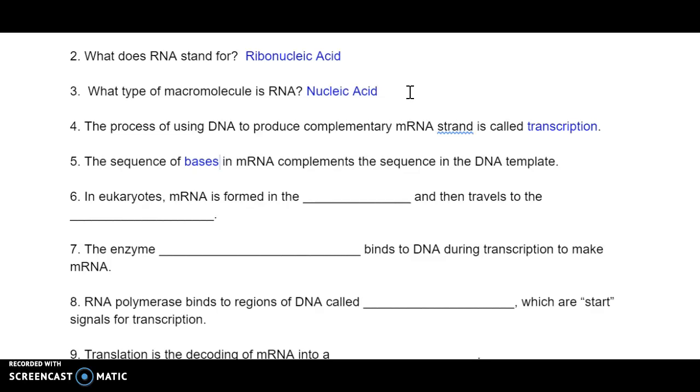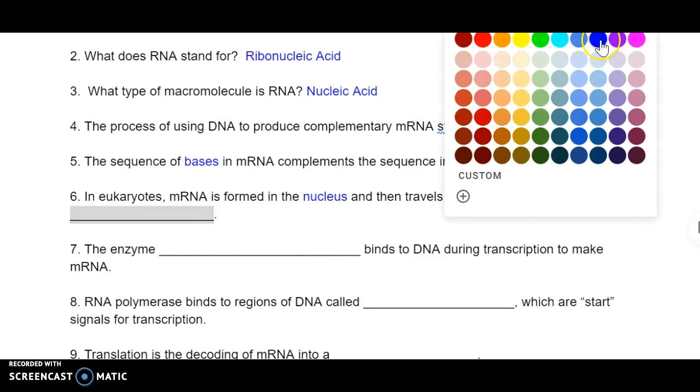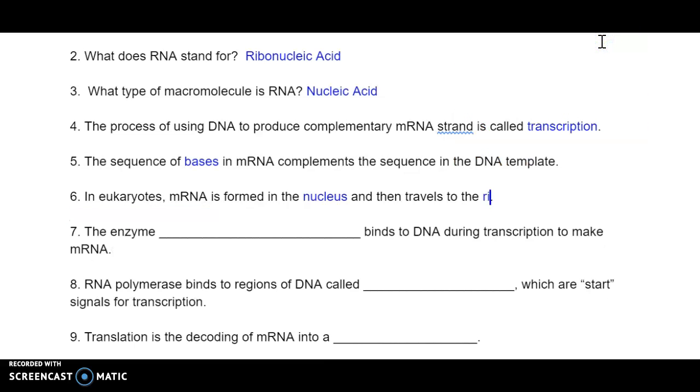In eukaryotes, U means true. U means they do have a nucleus. So in eukaryotes, mRNA is formed in the blank and then travels to the blank. Okay, we just said it has to be copied from the DNA. DNA cannot leave the nucleus. So mRNA is formed in the nucleus. And then it has to go out to the cytoplasm where the ribosomes are. So it travels to the ribosomes.